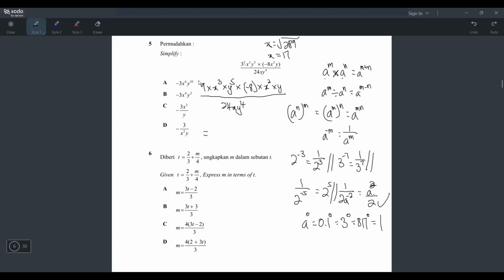Okay, first I will do yang atas dulu. So you need to know number hanya boleh darab dengan number. And then x hanya boleh darab dengan x, y hanya boleh darab dengan y.